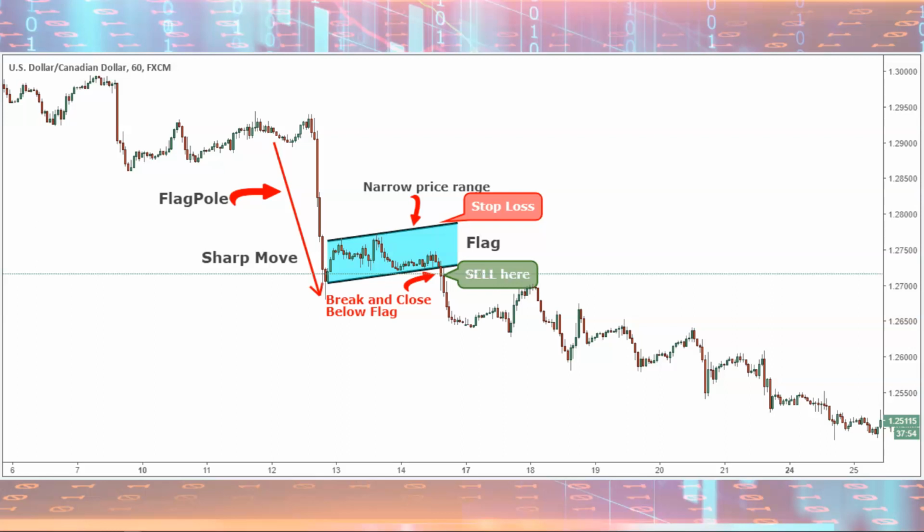With that said, put your stop loss a few pips above this flag. The number of pips will vary based on the time frame you're trading. If you're on a 60-minute chart, you may want to use 5 to 10 pips. But on a daily chart, you may want to use more like 25 or 30 pips.